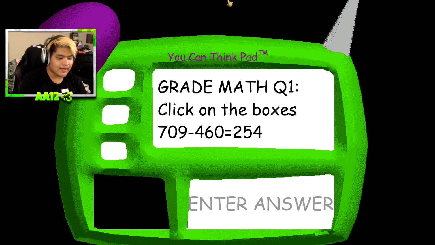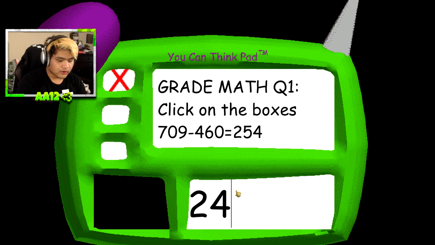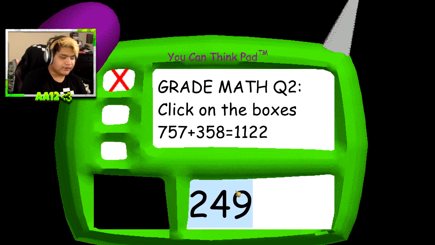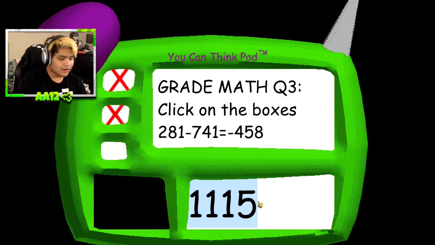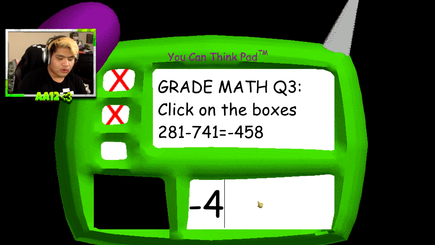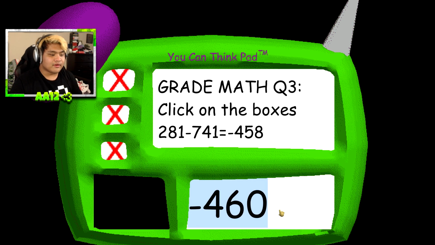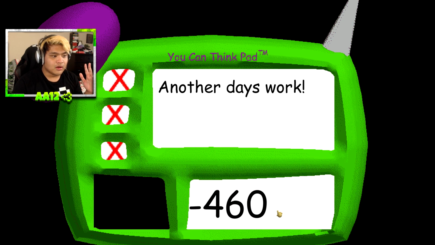So, 709 minus 460 equals 249. So, this one is wrong. Alright, 757 plus 358 equals 1115. So this one is wrong as well. Alright, enter. And then 281 minus 741 equals negative 460. So all of these are wrong, okay? So check my math, and let me know in the comment section down below if I was right or wrong. Oh, we did get that right.